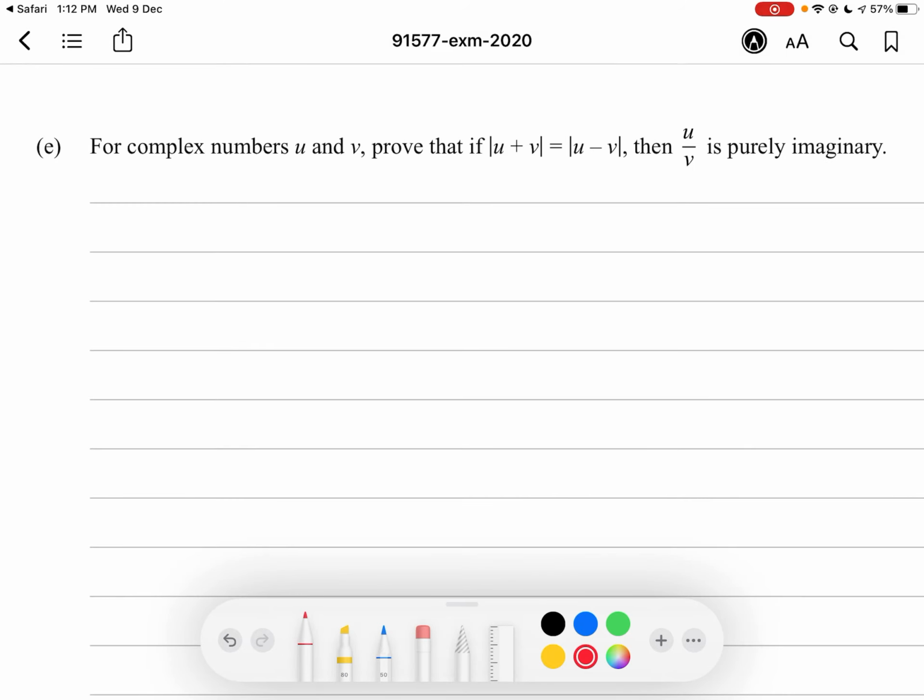For complex numbers u and v, prove that if the modulus of u plus v equals the modulus of u minus v, then u over v must be purely imaginary. First things first, we've got to define our complex numbers.